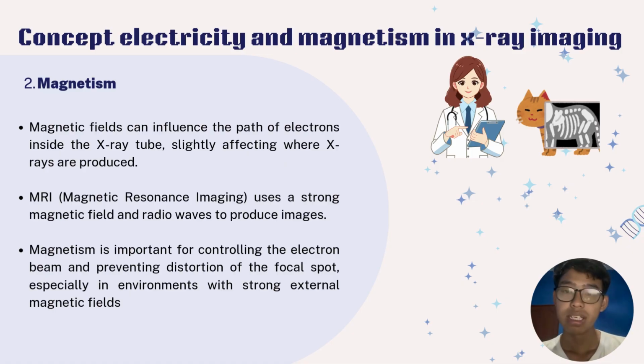The second one is magnetism, where magnetic fields can influence the path of electrons inside the X-ray tube, slightly affecting where X-rays are produced. Like in MRI, magnetic resonance imaging, it uses a strong magnetic field and radio waves to produce images. And magnetism is important for controlling the electron beam and preventing distortion of the focal spot, especially in environments with strong external magnetic fields.